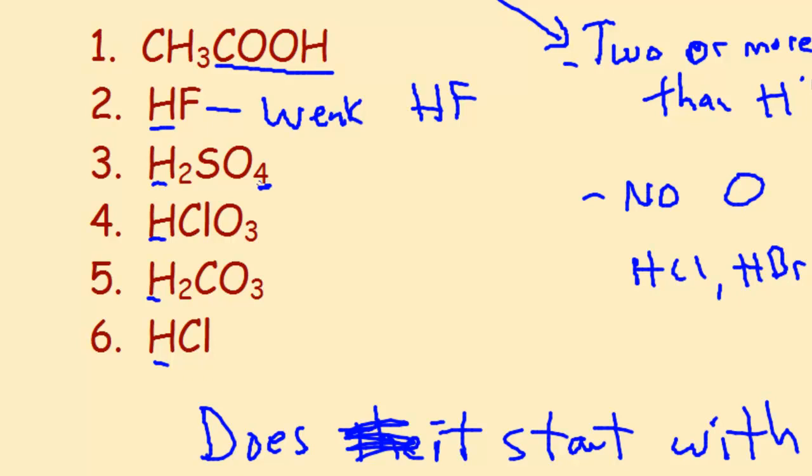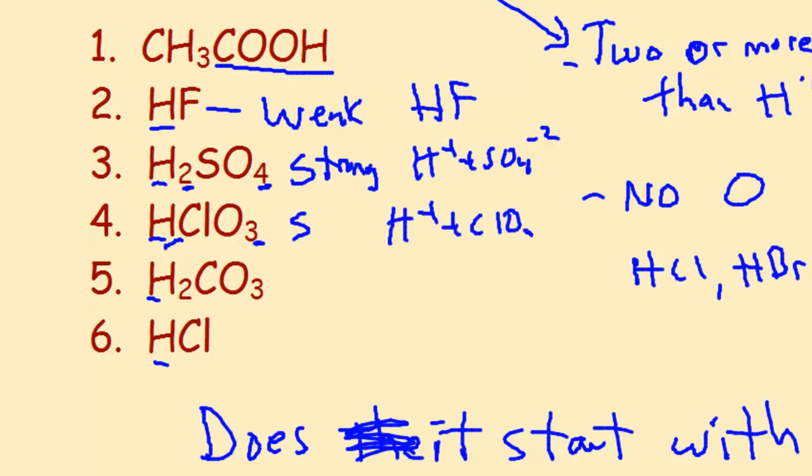H2SO4. 4, 2, it has 2 more O's than H's. That makes this a strong acid, meaning it is going to dissociate into its ions. And we could talk about how it loses 1 at a time, then 2, or does it lose both? We're just going to break them in half. Positive ion, negative ion, H plus, SO4 minus 2.